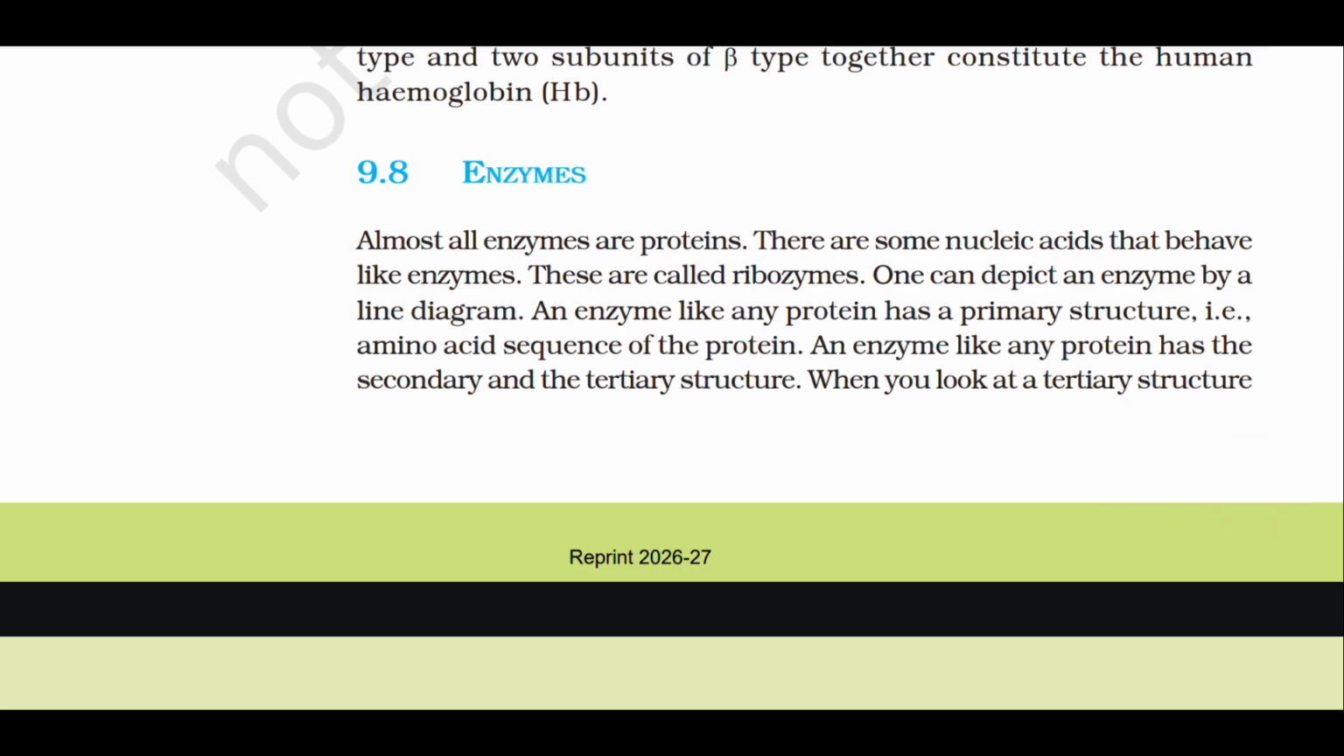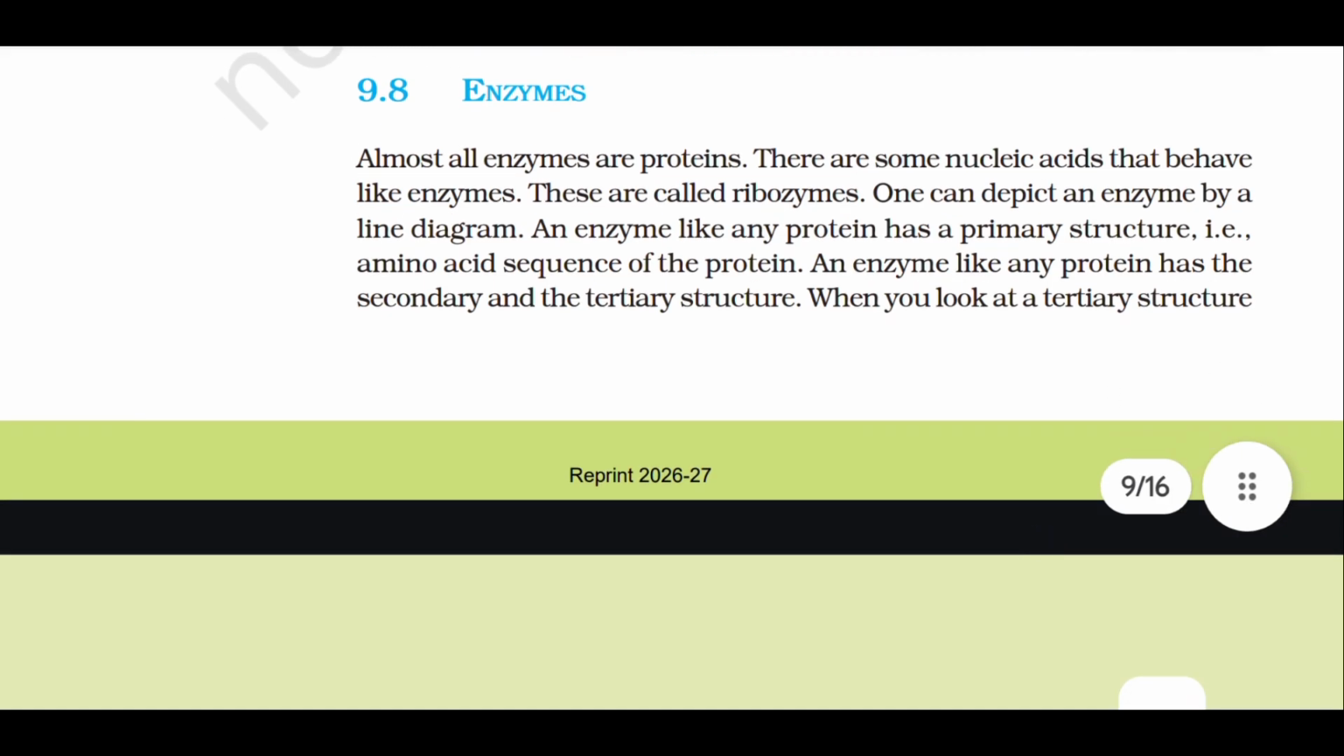9.8 Enzymes. Almost all enzymes are proteins. There are some nucleic acids that behave like enzymes. These are called ribozymes. One can depict an enzyme by a line diagram. An enzyme, like any protein, has a primary structure, that is the amino acid sequence of the protein. An enzyme, like any protein, has a secondary and tertiary structure.